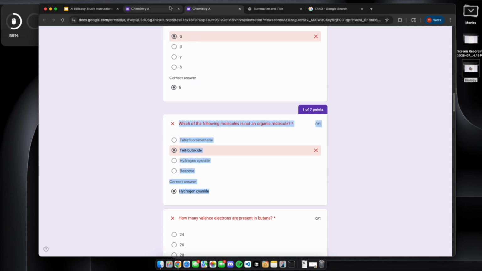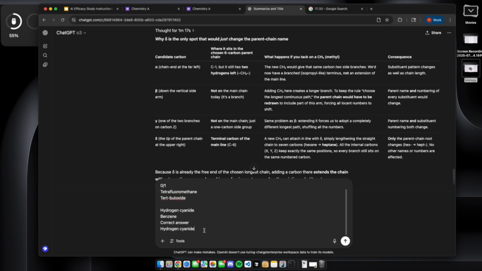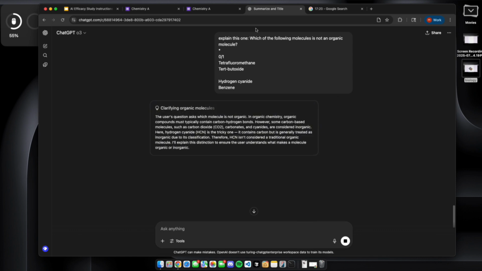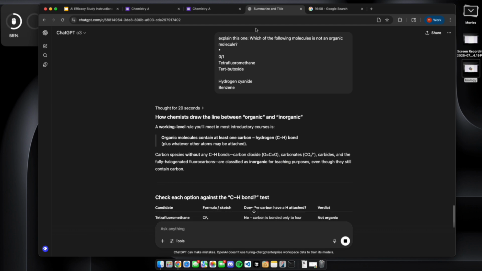That hydrogen cyanide is not an organic molecule. Let's take out that correct answer thing. Maybe I'll make it generate faster. Okay, yeah, that made it much faster.